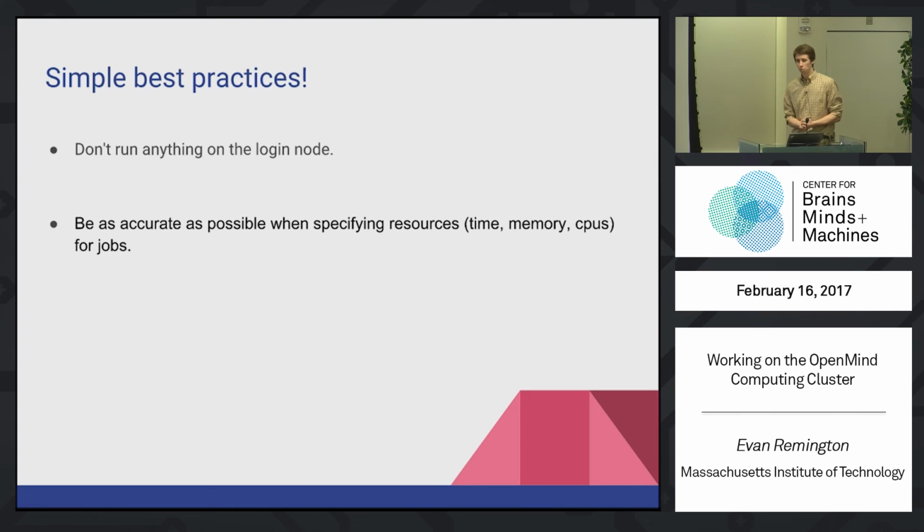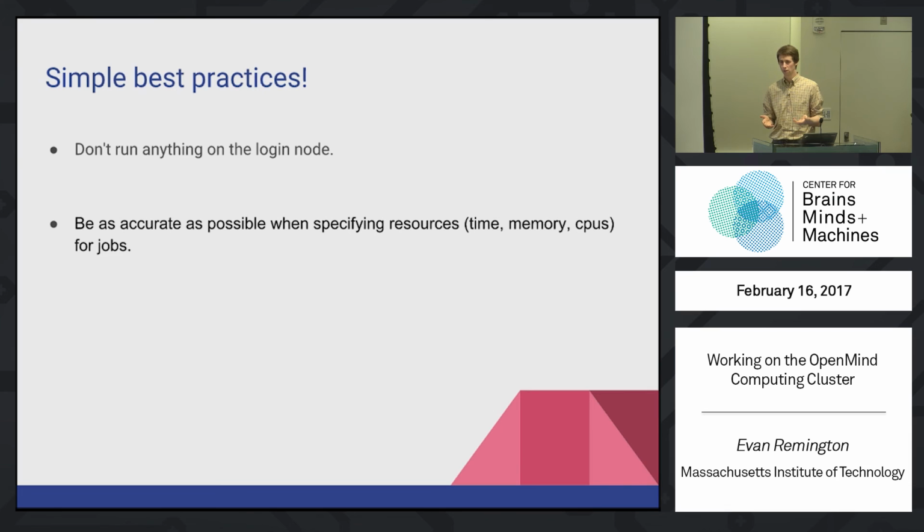Be as accurate as possible when you're specifying resources, in that you should specify as many as you need and no more. Because like we said, for instance, if you don't request enough memory, your job will fail. If you request too much memory, then you're going to be using up resources that other people could use, and it might make your job harder to schedule. Because remember, the scheduler has to make sure there's enough resources open to fulfill the request that you've made.